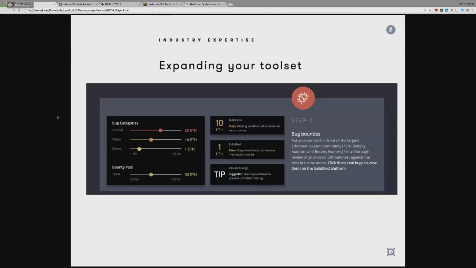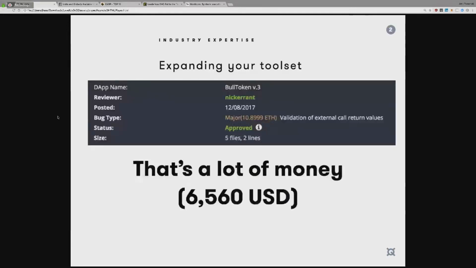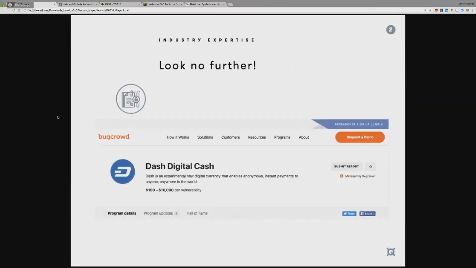So here's an example of one particular site, I won't mention the site name, in which you're capable of getting fairly large sums of money over finding bug bounties. In this specific case, we had an individual who got $6,560 for finding a validation of external calls. So again, re-entrancy. But you don't have to look any further because BugCrowd already has programs for this.